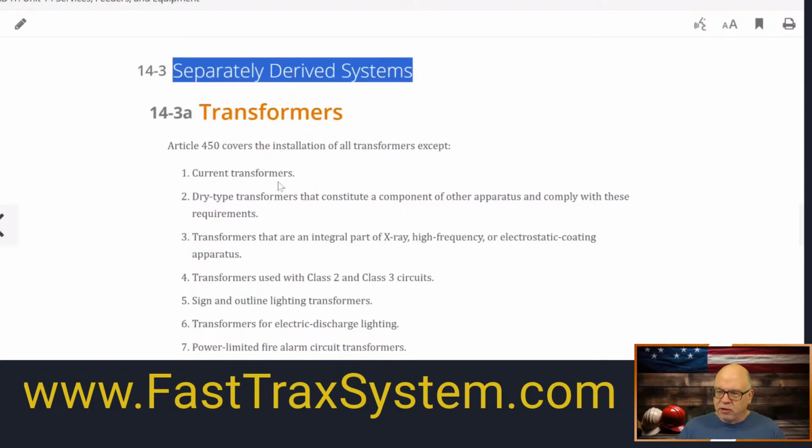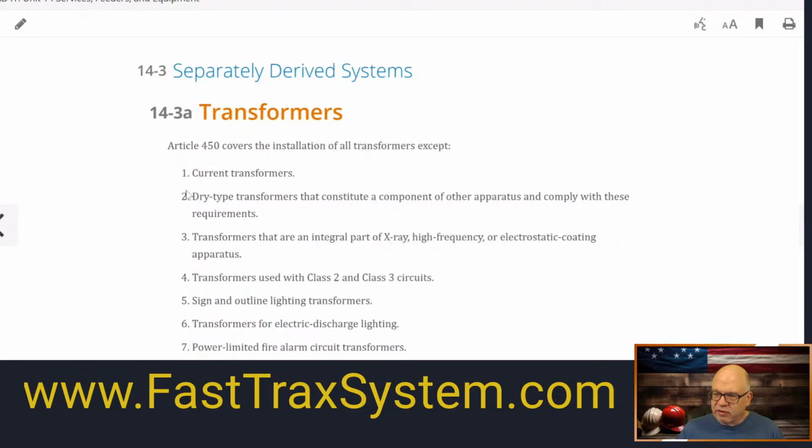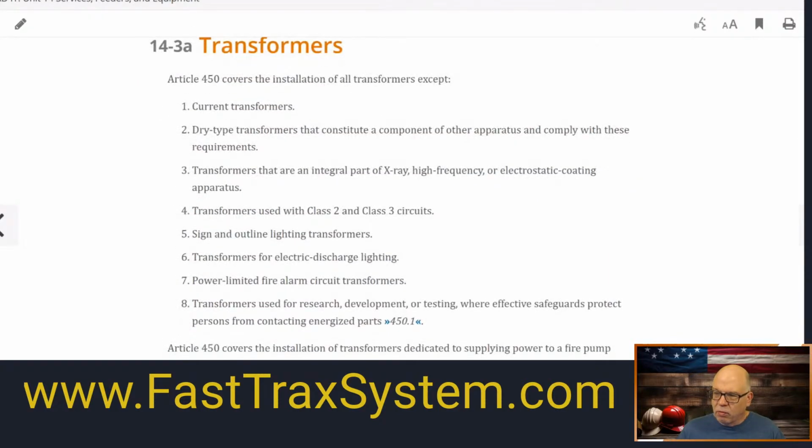So if you look to here, we'll be dealing with Article 450 of the National Electrical Code. And what we're going to be looking at, again, you have current transformers. We have dry type transformers.